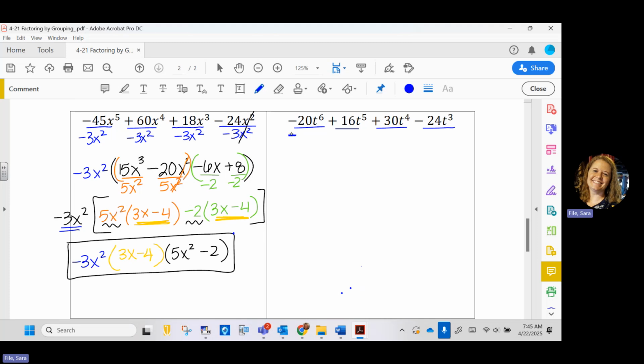4 will go into 20 and 16. 4 won't go into 30, so I can't do 4. Let's see, 5 won't go into 16. I think it's just going to be the 2. But then the variable is t cubed. So negative 2t cubed.